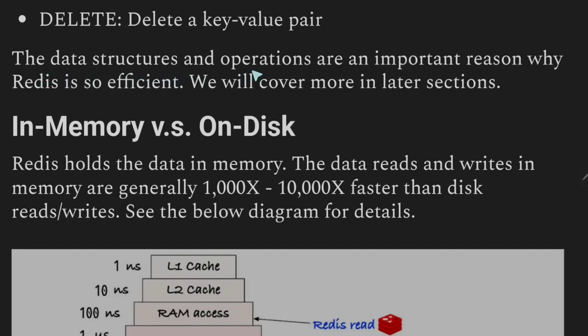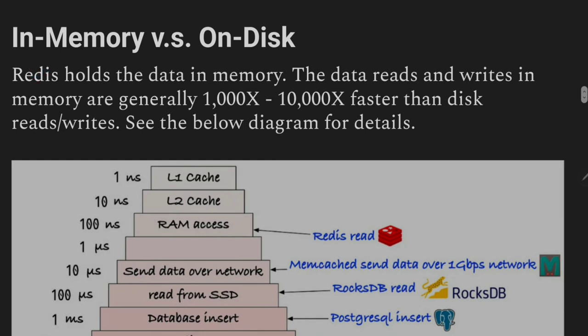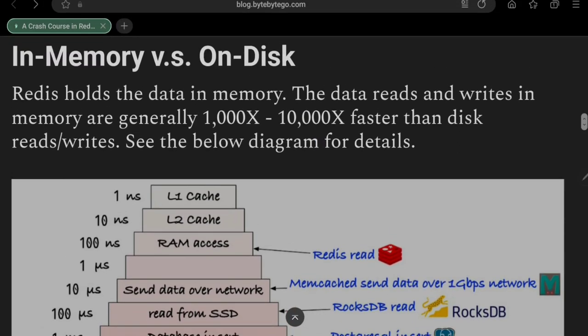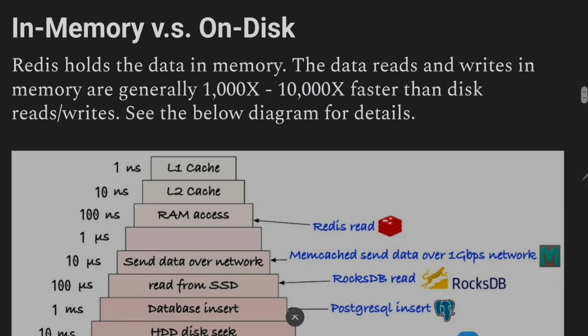The data structures and operations are an important reason why Redis is so efficient. We will cover more on this in later sections. In-memory versus disk. Redis holds the data in memory. The data reads and writes in memory are generally 1,000 or up to 10,000x faster than disk. See the diagram below for details.